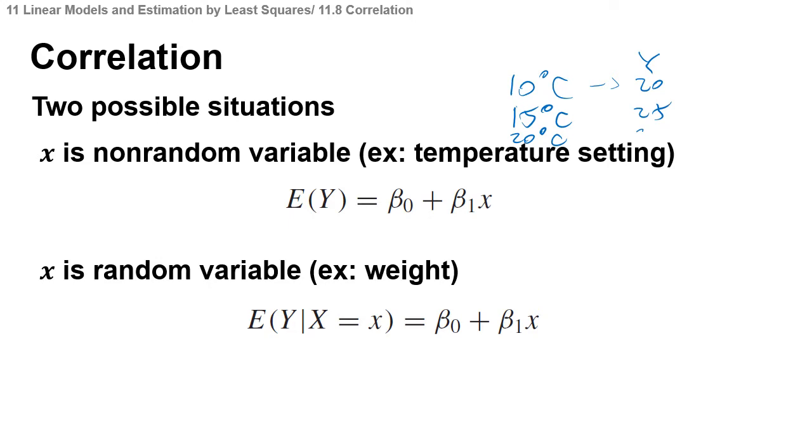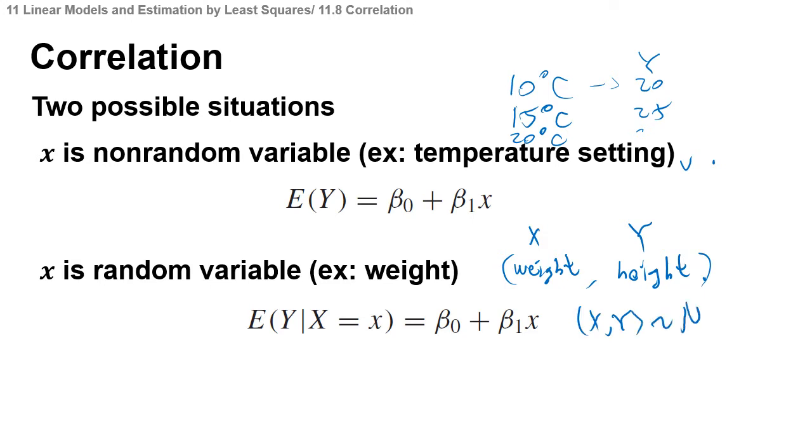And so in this case, x is a non-random variable, and sometimes x is a random variable. For example, our x variable is the weight parameter and our y variable is the height parameter. Then both weight and height are random variables, and maybe in this case x and y follow a bivariate distribution, and we can model the situation as the expected value of y given x equals x.